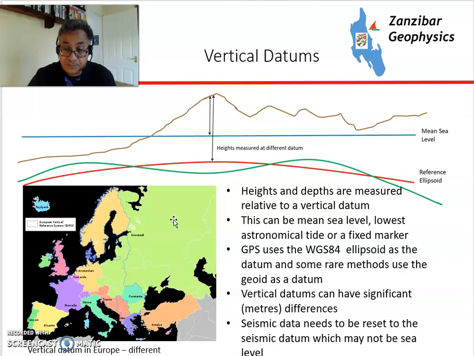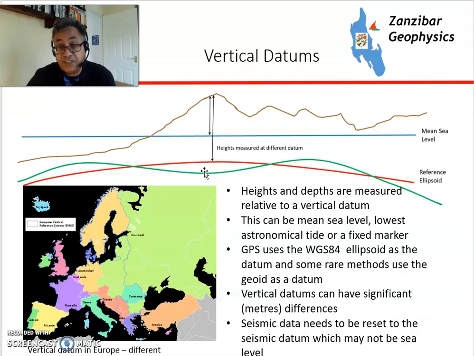WGS84 uses an ellipsoid as the datum, so from reference ellipsoids, everything's measured up and down relative to that. Some rare coordinate systems use the geoid, and I'll explain what the geoid is in a minute as well, as a datum. So you need to know what you're using vertically as a datum.